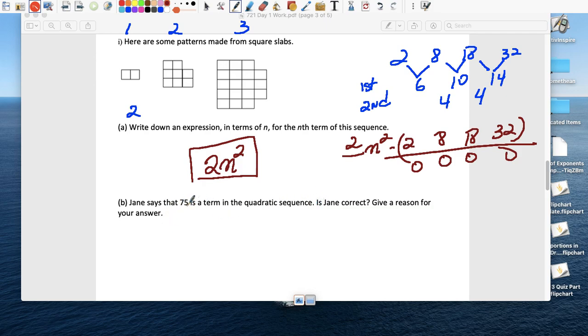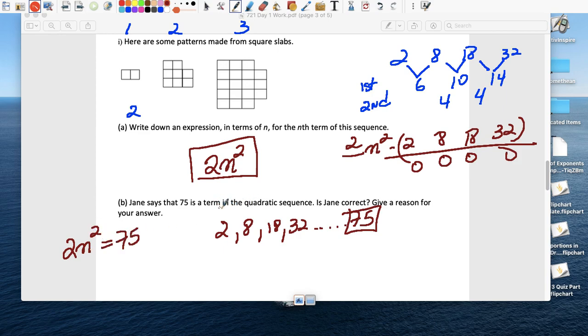Jane says that 75 is a term in the quadratic sequence. So if you were to continue this, we had the 2, 8, the 18, the 32, and so forth, and Jane is saying that 75 would be in this sequence. Is she correct or not? Well, if 75 is in this sequence, then we could take 2n squared equals 75. So we know that this is the first term, the second, the third, the fourth. Well, if 75 did work, we could find n.